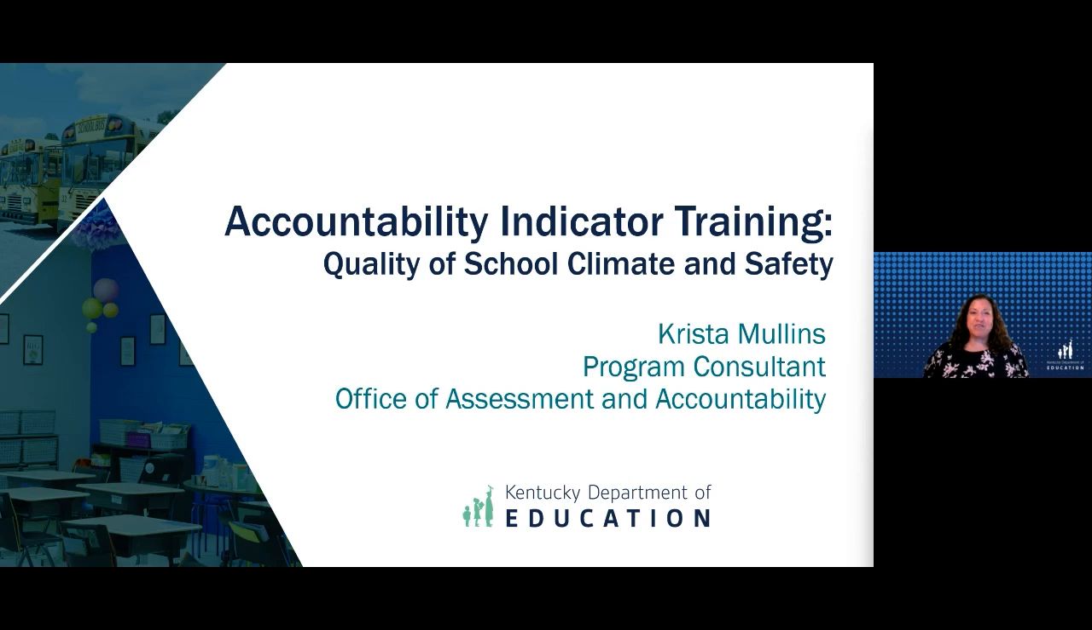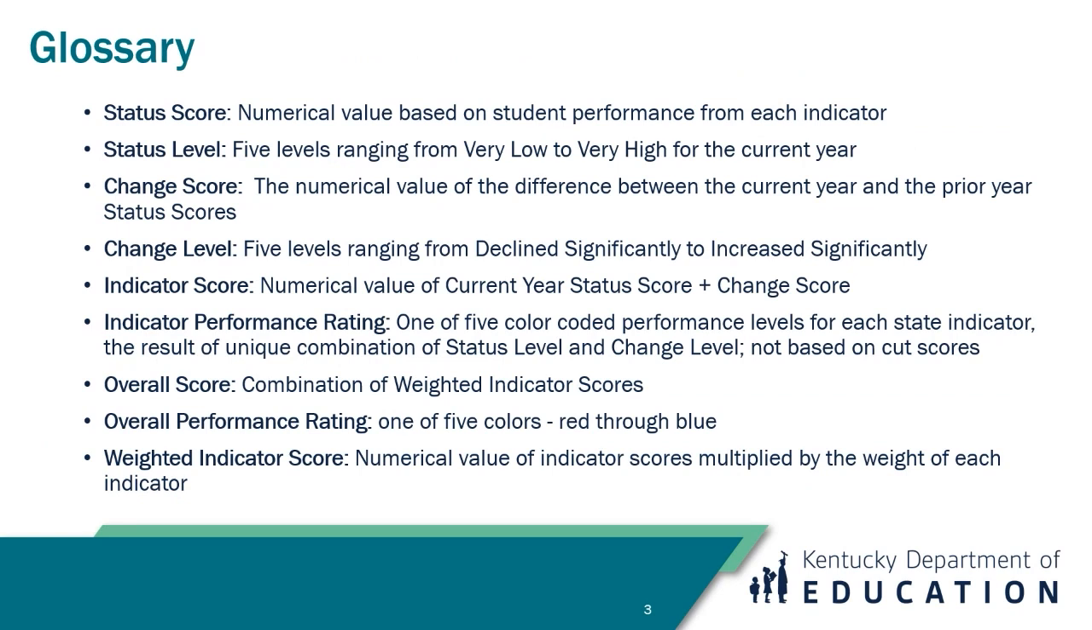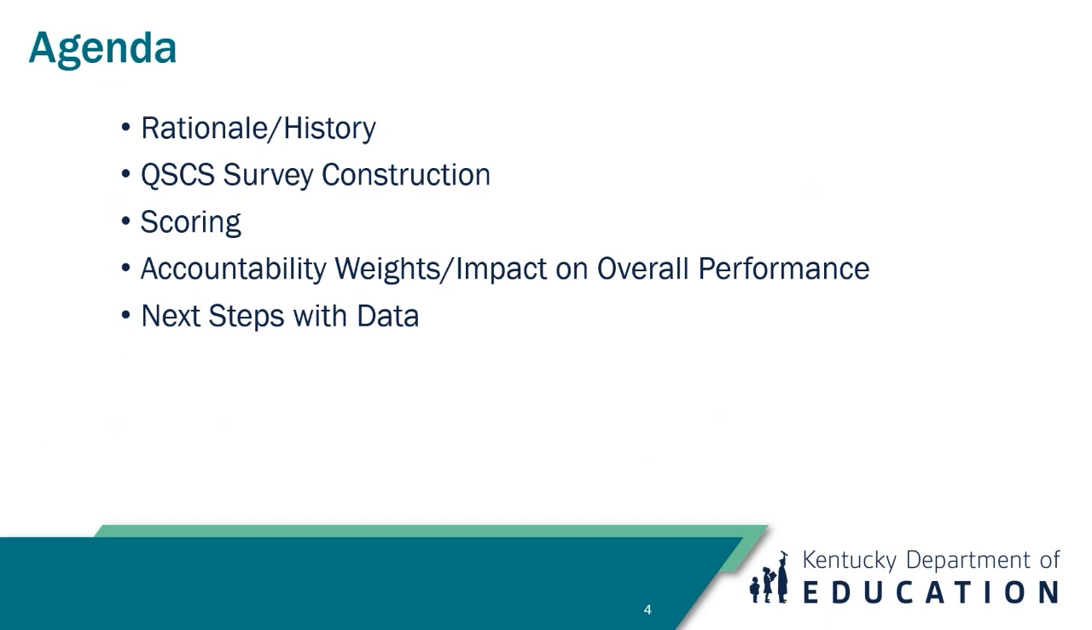I am pleased to be talking with you today about the Quality of School Climate and Safety Indicator. The Quality of School Climate and Safety, or QSCS, is one of 6 state indicators in the accountability system. This slide contains important terms used in the accountability system. Today, we are going to discuss the rationale behind the Quality of School Climate and Safety Survey, how it is constructed, scoring, accountability weights, and how that data might be used.